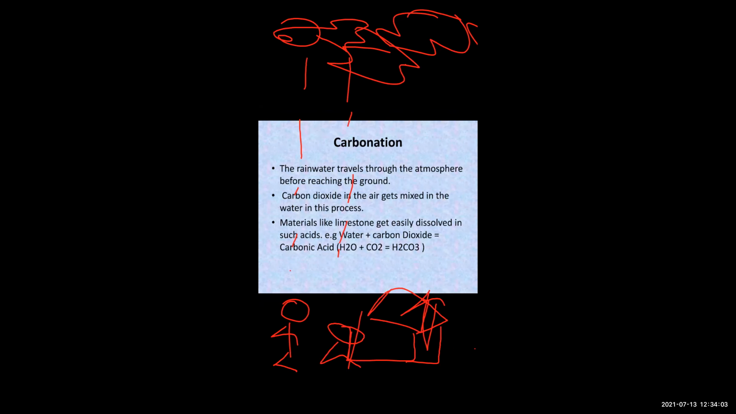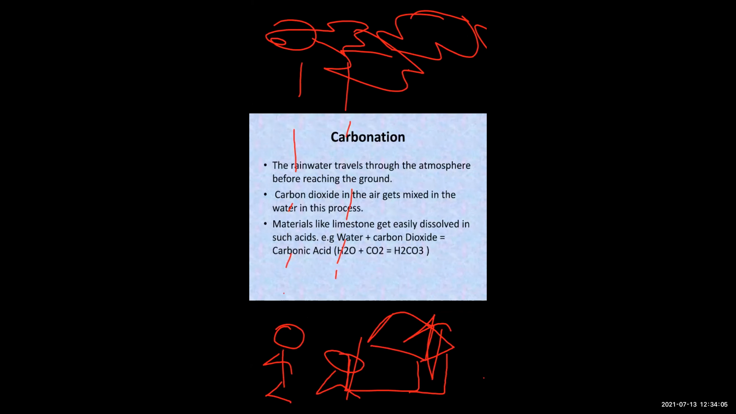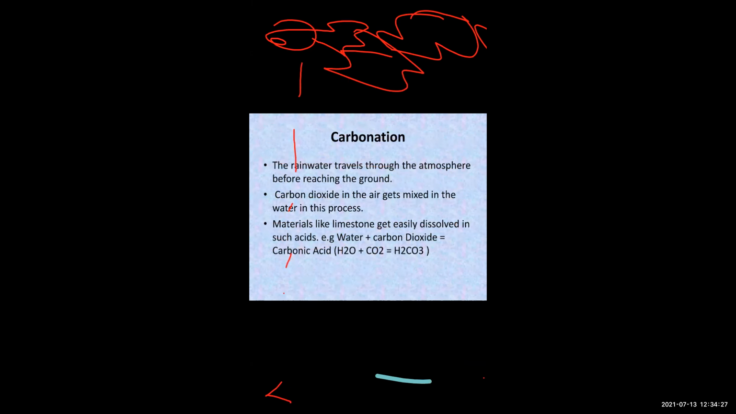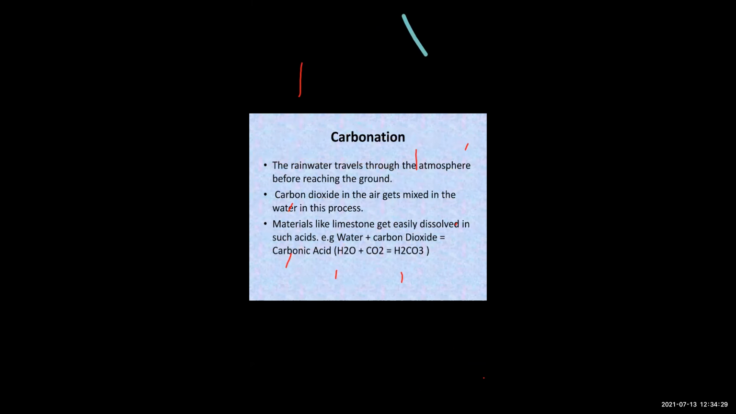How is the rain coming? The rain is coming in this way. So this is the part where the atmosphere is. It dissolves in the atmosphere, in the air. Some part goes upward, some part goes directly upward. So before reaching the ground, the water dissolves in the atmosphere.